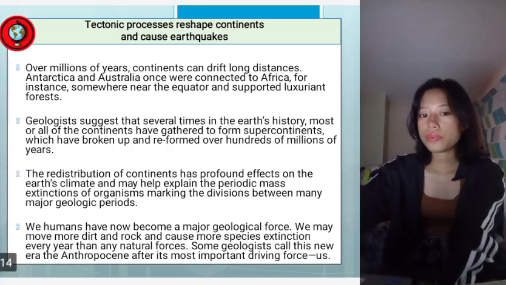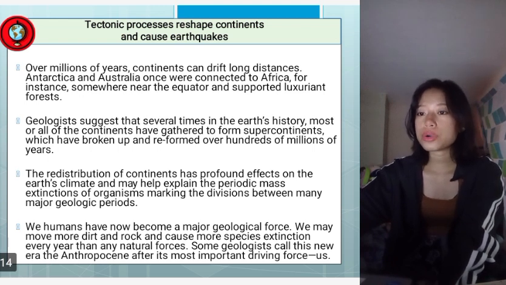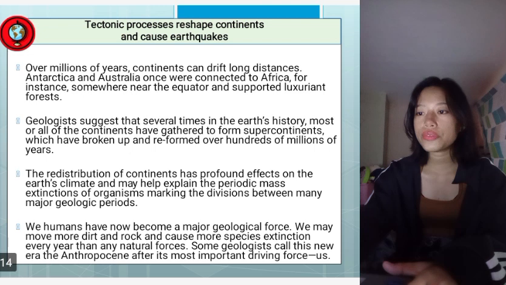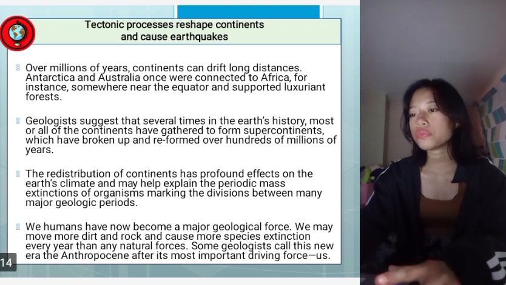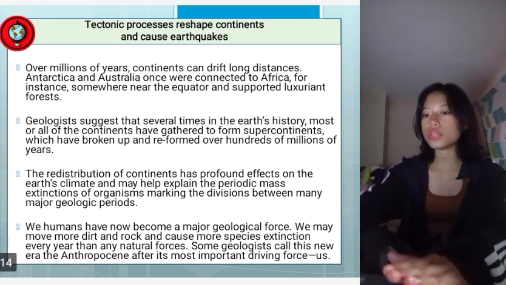So over millions of years, continents can drift long distances. Antarctica and Australia once were connected to Africa. For instance, some were near the equator and supported luxuriant forests. So geology suggests that several times in the Earth's history, most or all of the continents have gathered to form supercontinents which have broken up and reformed over hundreds of millions of years.